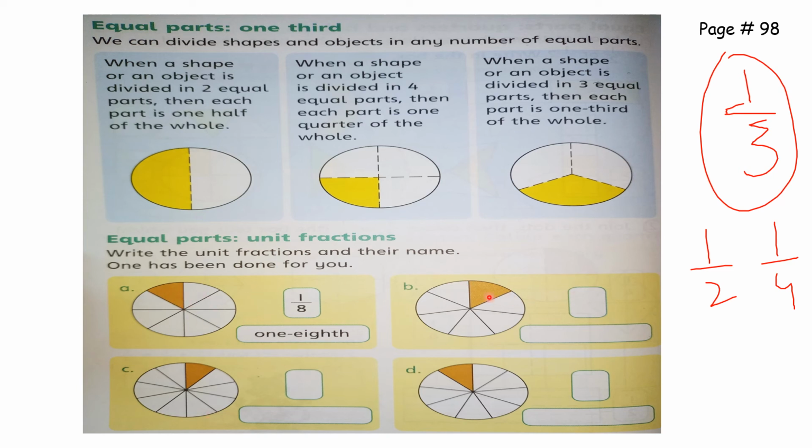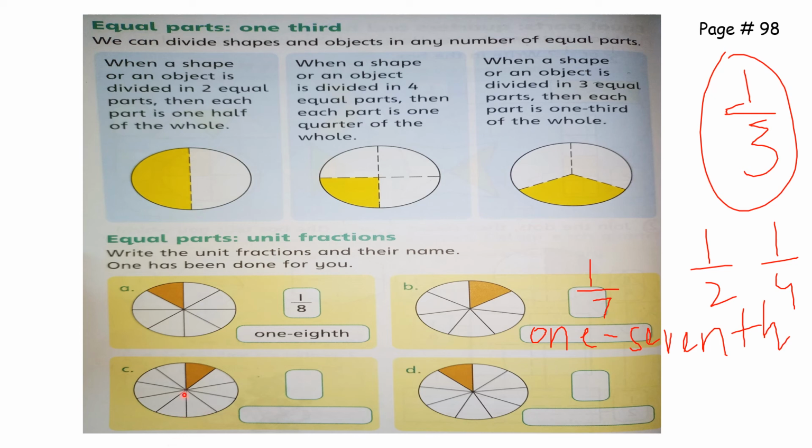Here, how many parts do we have in total? 1, 2, 3, 4, 5, 6, 7. So first you have to write the fraction 1/7. Then you will write it in words: 1 as it is, and you will write 7 as 7th. Just as we write ordinal numbers, you have to write the bottom number this way. That is called the denominator.